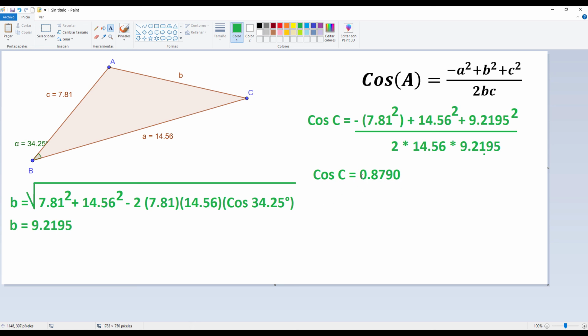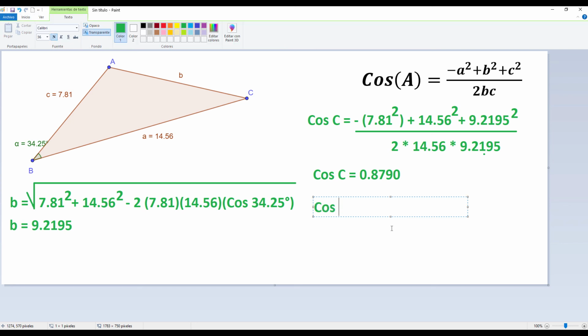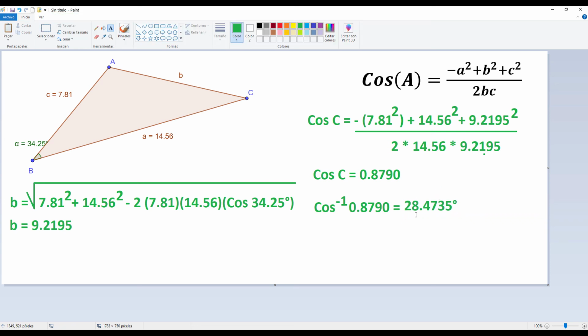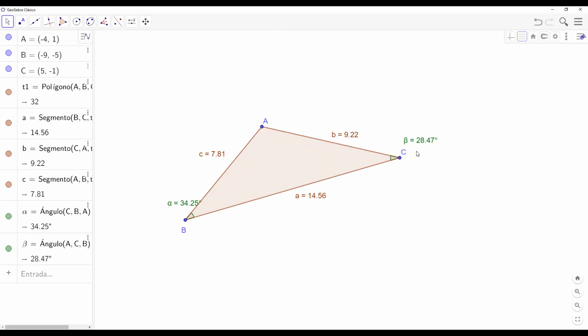When you are calculating an angle, remember you need to use the inverse. The inverse of that in that case is 28.475 degrees. I will check it. 28.47.